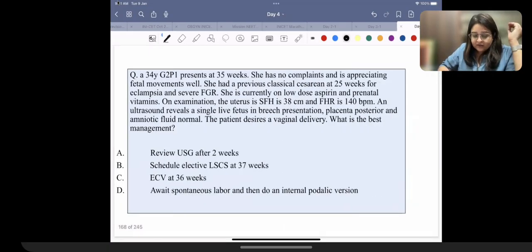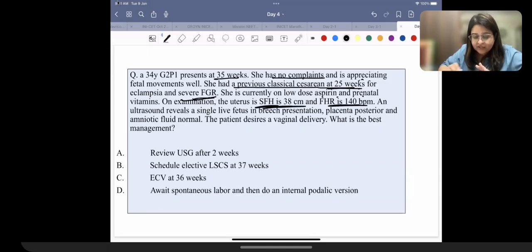Okay. A 34-year-old G2P1 presents at 35 weeks. She has no complaints and is appreciating fetal movements well. She had a previous classical cesarean at 25 weeks for eclampsia and severe fetal growth restriction. She is currently on low-dose aspirin and prenatal vitamins. On examination, the uterus is 38 centimeters in fundal height. Fetal heart is good. An ultrasound reveals a single live fetus in breech presentation. Placenta is posterior, amniotic fluid normal. The patient desires a vaginal delivery. What is the best management?